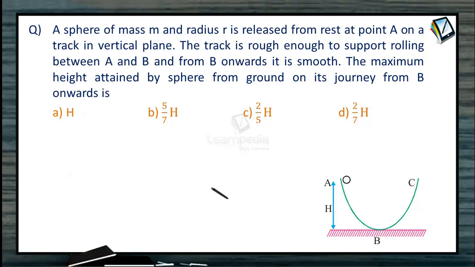Question. A sphere of mass m, radius r, is released from rest at a point A on a track in a vertical plane. The track is rough enough to support rolling between A and B. From B onwards it is smooth. The maximum height attained by the sphere from the ground on its journey from B onwards is... From B onwards, to what height will it rise?